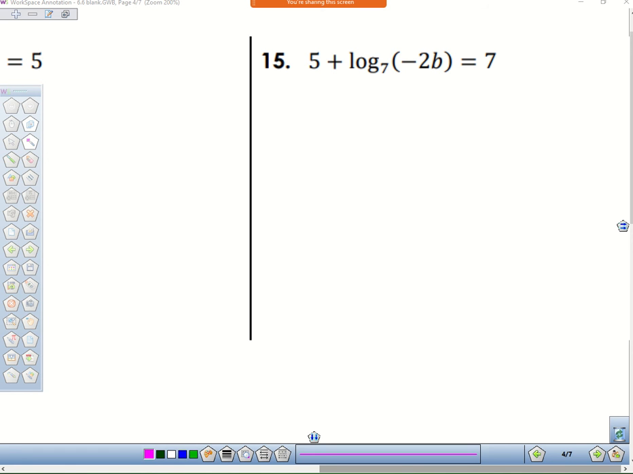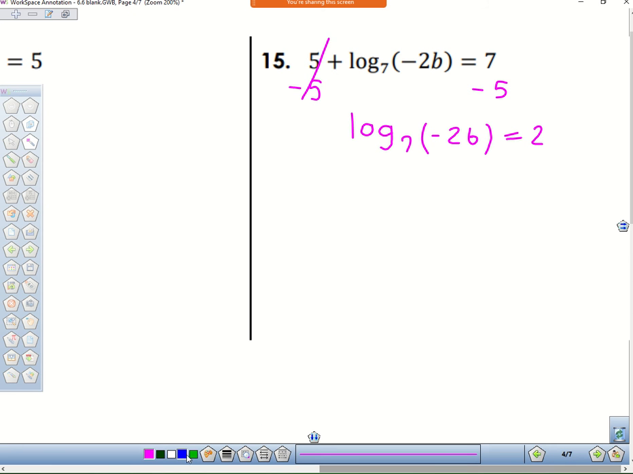Alright, so the first thing you want to do for number 15 is get the log by itself. If you ever have just one log, you always want to get that log by itself, meaning anything inside the log will stay, but anything outside of it won't. So what do I need to do with this 5? Subtract it, good. I'm going to subtract this 5 on both sides, which is going to leave me with log base 7 of negative 2b is equal to 2.